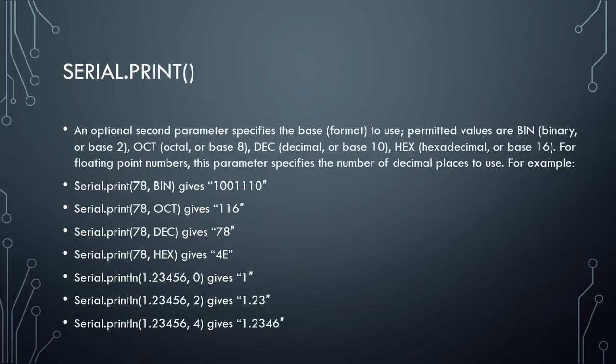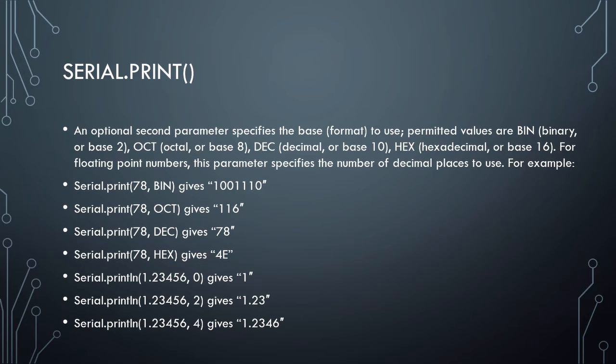Something else we can do to take the serial printing command a step further, that's kind of interesting, is that we can use it to specify our number system base. It could be binary, octal, which is base 8, decimal, or hexadecimal.